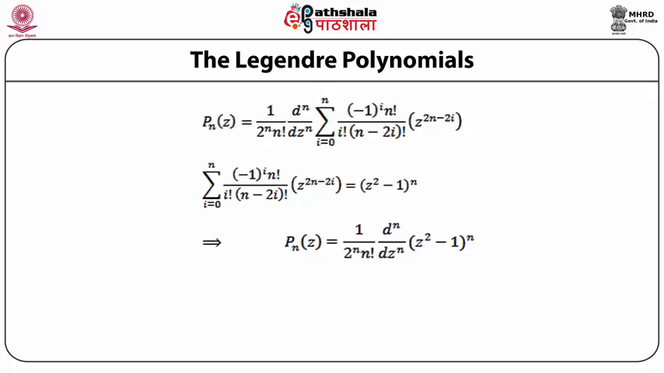Thus, we finally obtain Pn(z) equal to 1 by 2^n n! multiplied by the nth order derivative of (z^2 - 1)^n with respect to z. This is the Rodrigues formula for the Legendre polynomials.